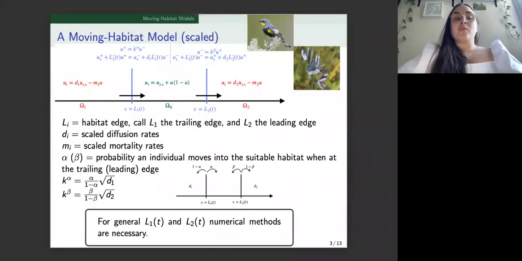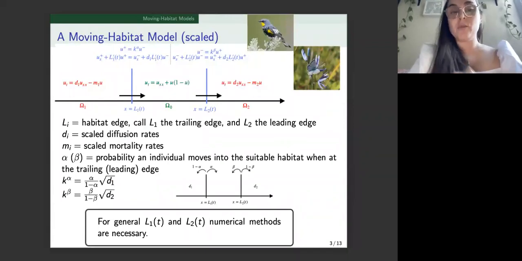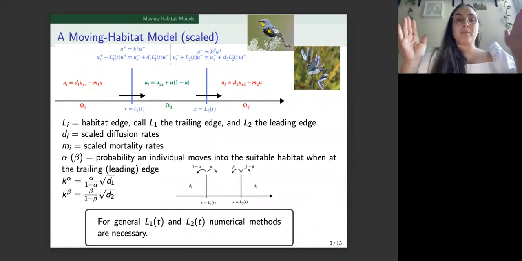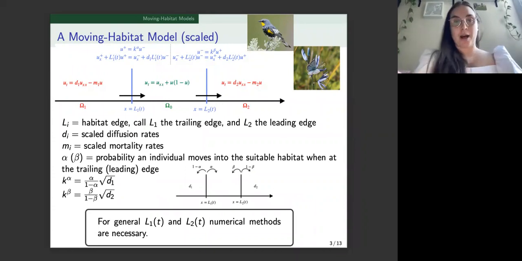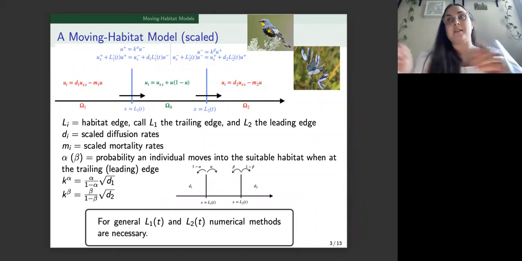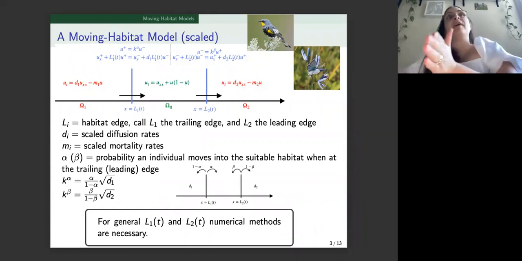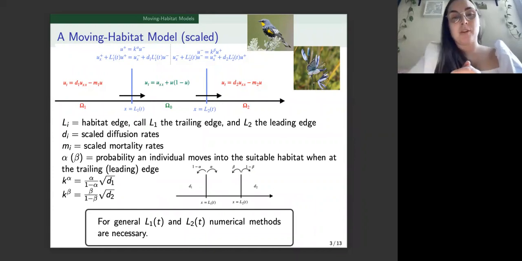So the moving habitat model framework that we work with is a reaction diffusion equation. We idealize space to one dimension, and we structure space with a suitable habitat and unsuitable habitat. We do this by introducing two interface points, x equal to L1 and x equal to L2, moving in space. Those are, for example, temperature isoclines that are moving in space due to climate change.